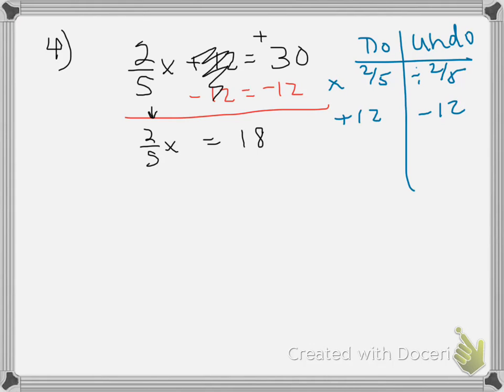Okay, now normally what we would do here is we would divide both sides by 2/5, and that's what we're going to do. Now you could have changed 2/5 to a decimal, which is 0.4. Now I want to kind of go over this little part right here.